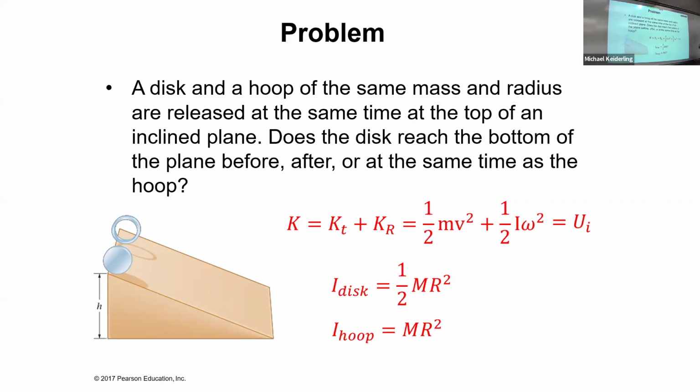You can think of it as that we have, because K is equal to 1/2 mv squared times 1 plus I over mr squared. And so here we basically have mgh equals 1/2 mv squared times 1 plus I over mr squared.